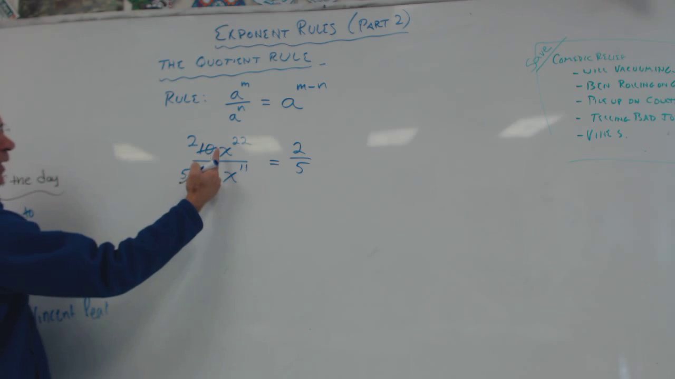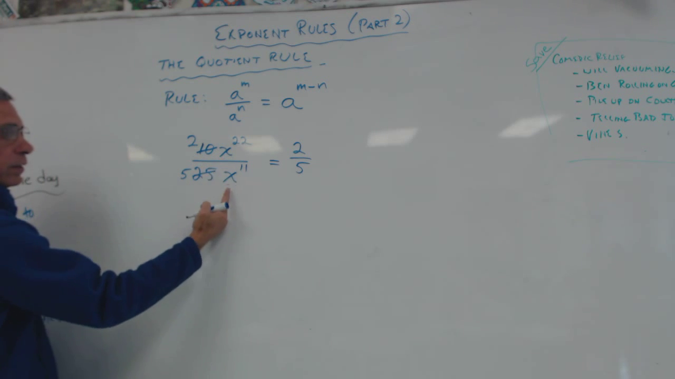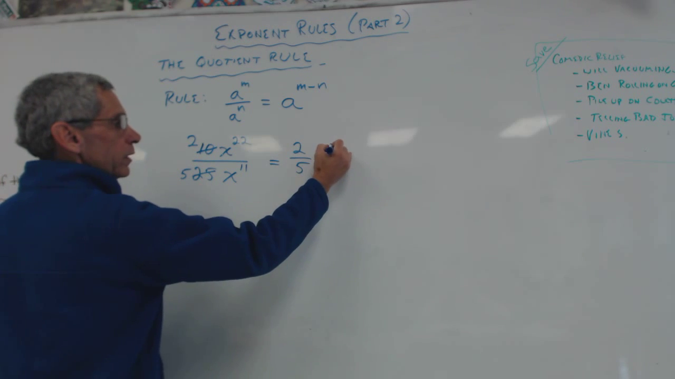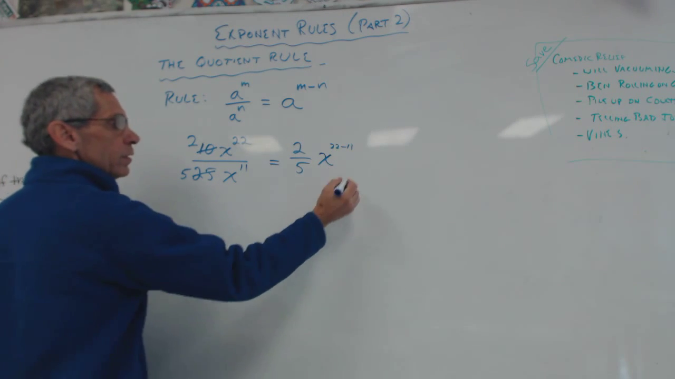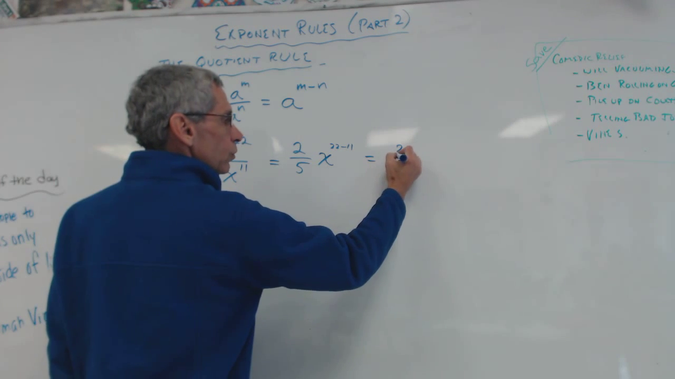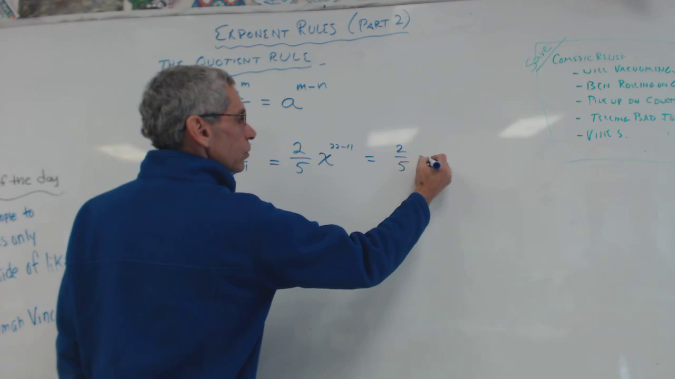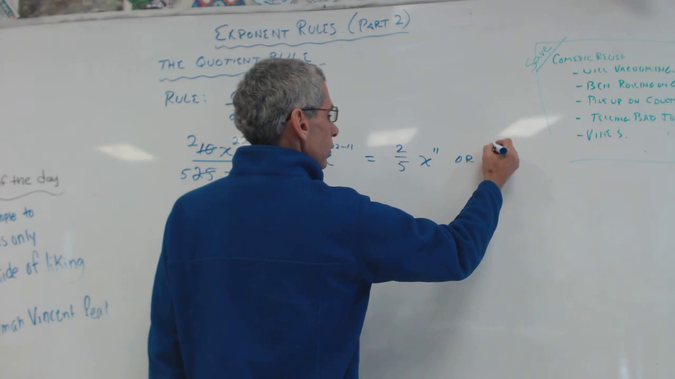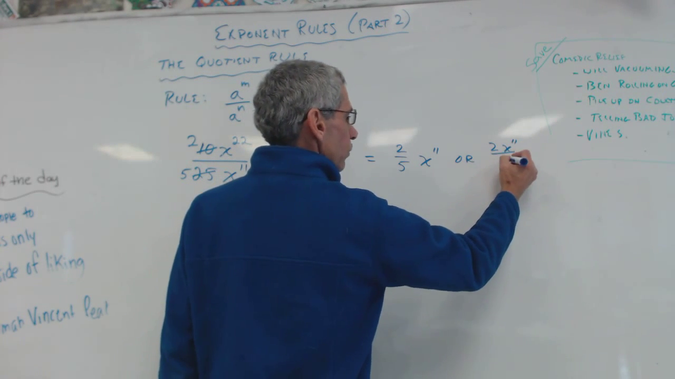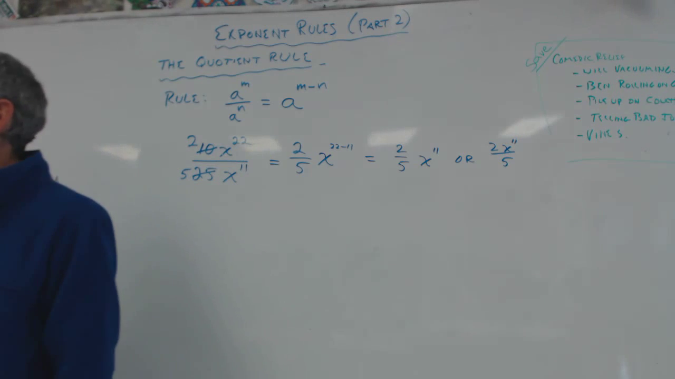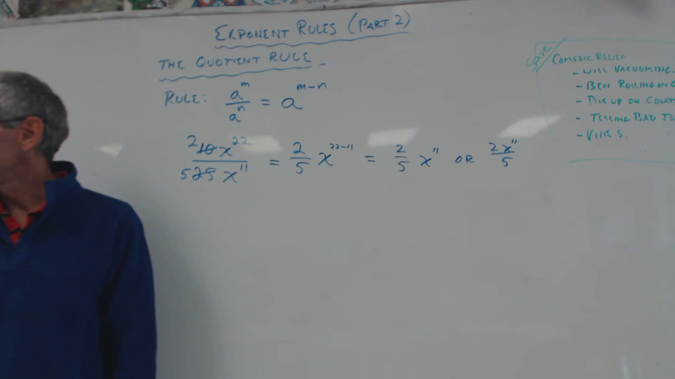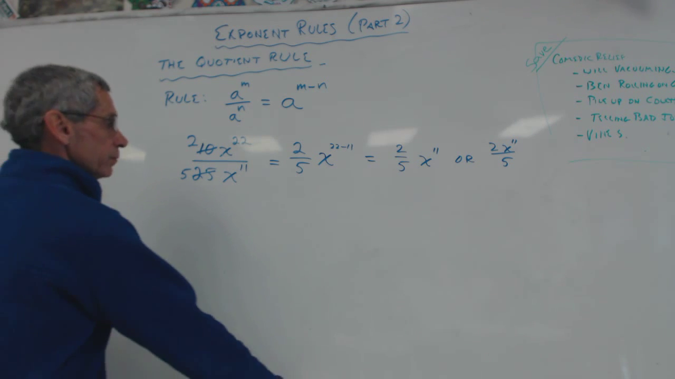And now I deal with the x's. I have same bases, right? So I write x to the 22 minus 11, which is equal to 2/5 x to the 11th, right? Or 2x to the 11th over 5. Both of them are the same thing. Which answer would you prefer on that? I'm okay with either. That's fine.